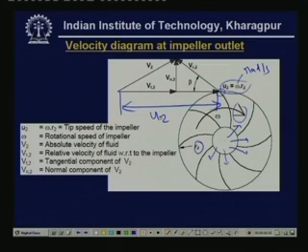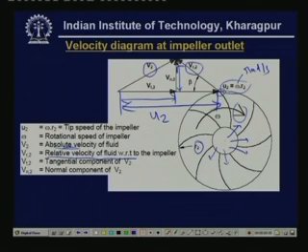You also have VR2. The subscript R stands for relative and 2 is the exit. So VR2 is the relative velocity of the refrigerant with respect to the impeller. If this is the relative velocity of the refrigerant and u2 is the peripheral velocity of the impeller, then the difference between these two is the absolute velocity of the refrigerant, given by capital V2. This absolute velocity can be split into the tangential component Vt2 and the normal component Vn2. This is the typical velocity diagram at the impeller outlet.